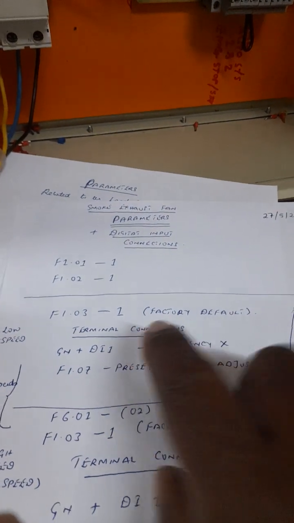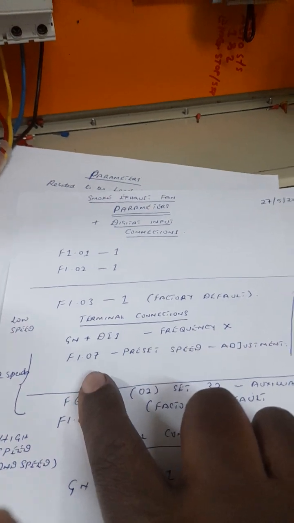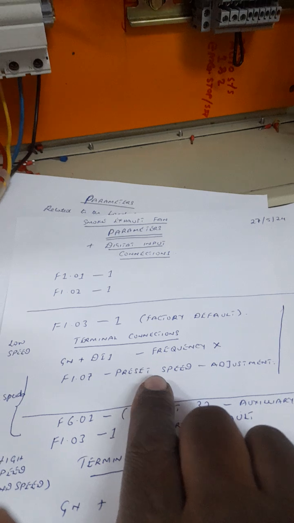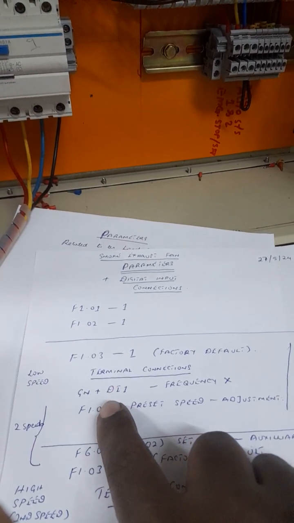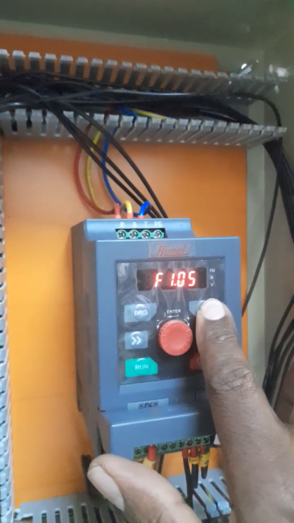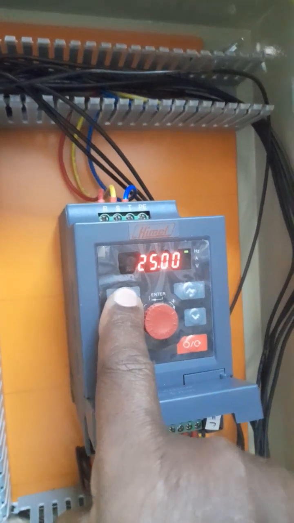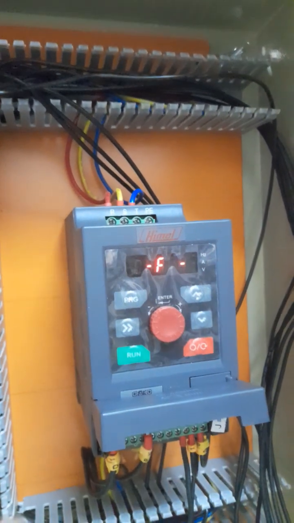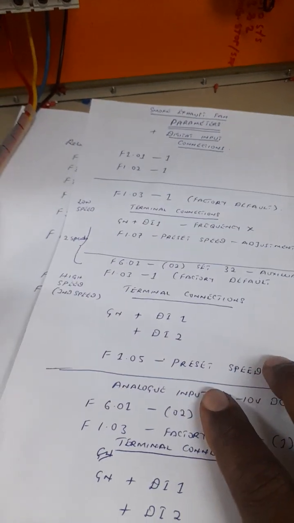If there is a connection between ground and digital input 1, that's the frequency X here. Then I can do my preset speed. I can set the preset speed of digital input 1 at f1.07. So f1.07 is where I have set my lower speed, which is 25 hertz. You can see, yeah. So I exit, and that's where I can adjust the lower speed.